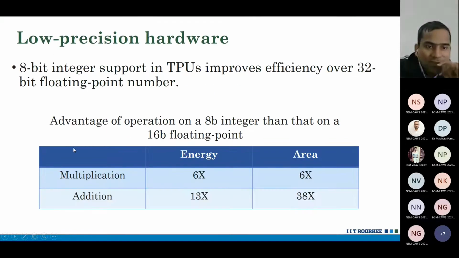So first thing of TPU version 1 is that they are operating on integers. 8-bit integer supported TPUs improves efficiency over 32-bit floating point number. So advantage of operation you can see here compared to 16, even compared to 16-bit, then what to speak of 32 bits? Here it is so much more efficient. It's 6 times advantage in energy for multiplication, 13 times for addition.